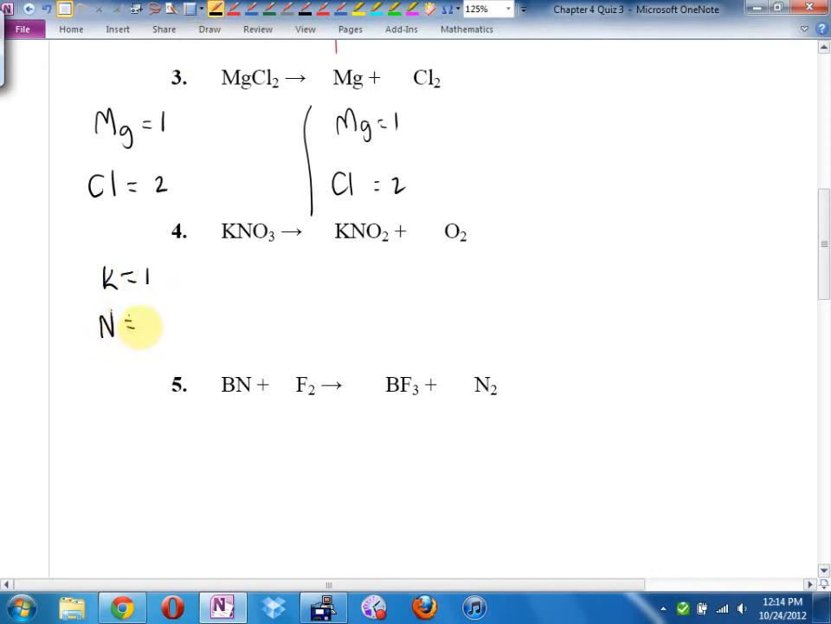How many N's are there on the left-hand side? 1. How many O's are there on the left-hand side? 3. See it? Now, on the right-hand side, let's see. How many K's am I starting out with? 1. Yeah?